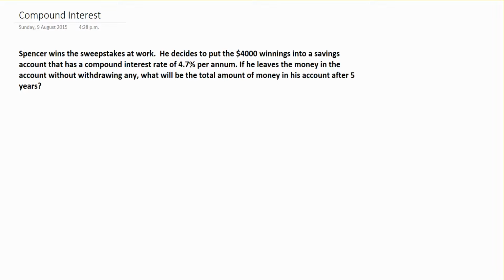There's a couple of things in here we need to pay attention to. The first thing is what we call the principal, or P, and that's the initial deposit. So in this case, P is going to be equal to 4,000.